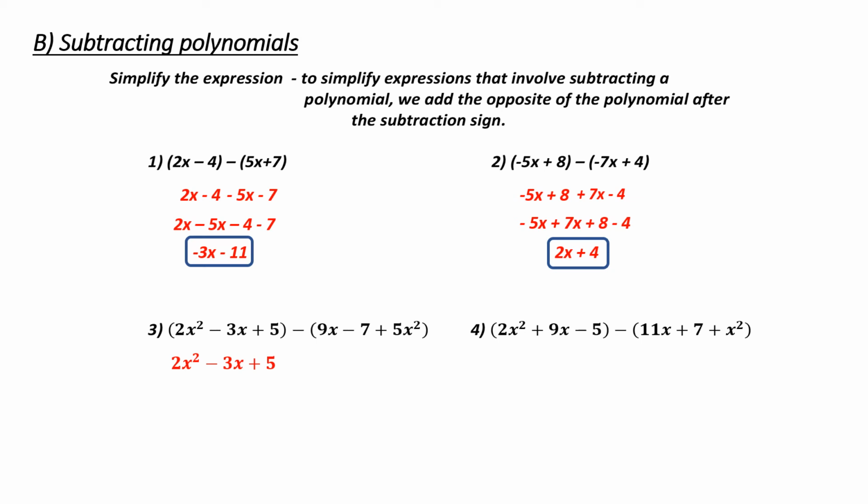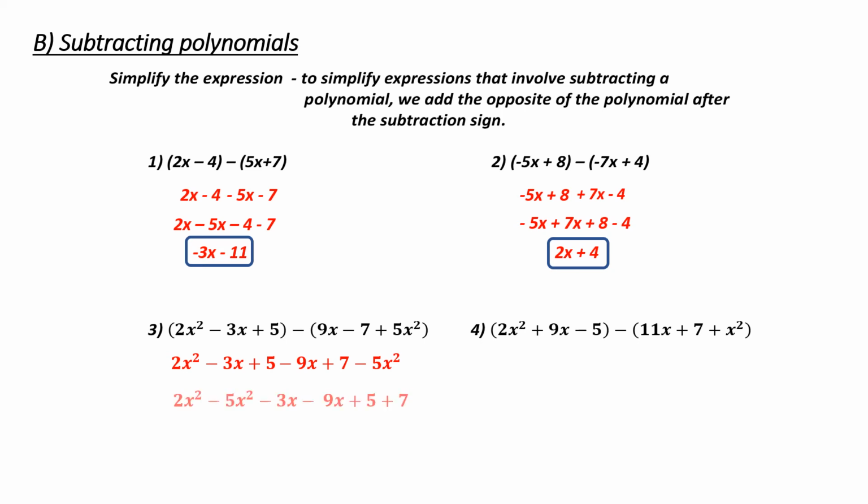So what does that mean? That means we have to adjust the signs to keep the integrity of the question. So we add the opposite. The opposite of 9x is negative 9x. The opposite of negative 7 is positive 7. And the opposite of 5x squared is negative 5x squared. You can also think of this as multiplying everything in the bracket by negative 1 to remove the bracket.